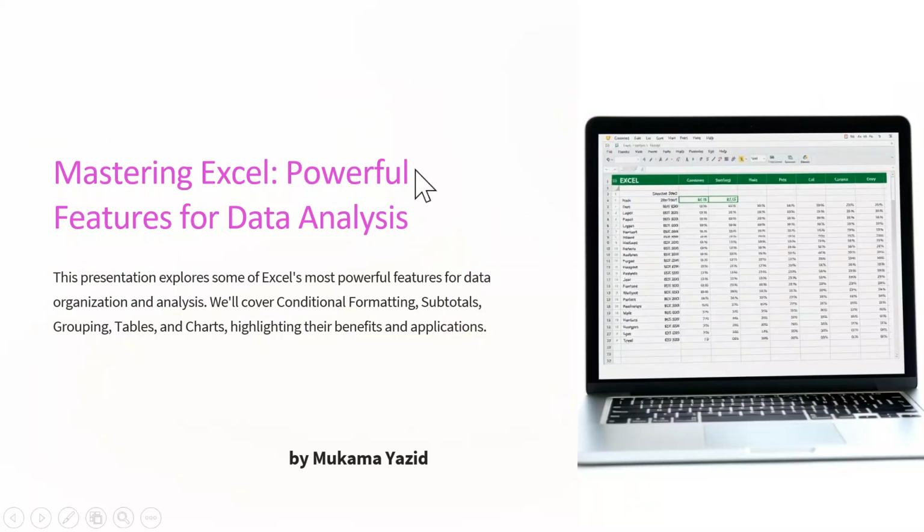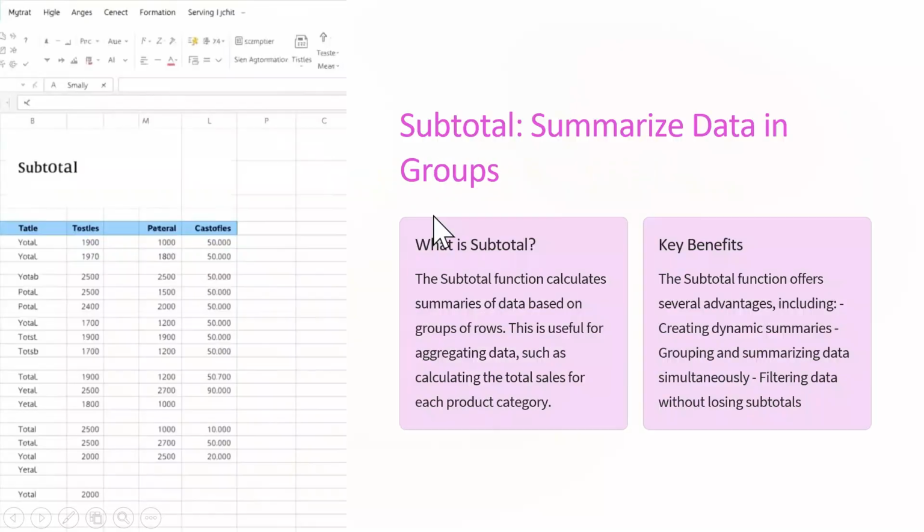Let us talk about what we call subtotal in Excel. So, what is subtotal? Subtotal is a function that calculates summaries of data based on groups of rows. This is useful for aggregating data, such as calculating the total sales for each product.